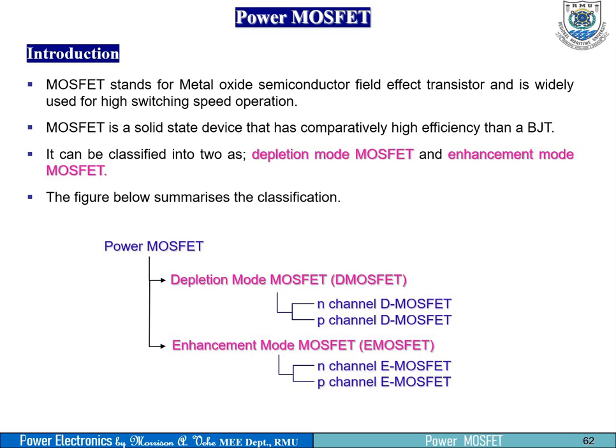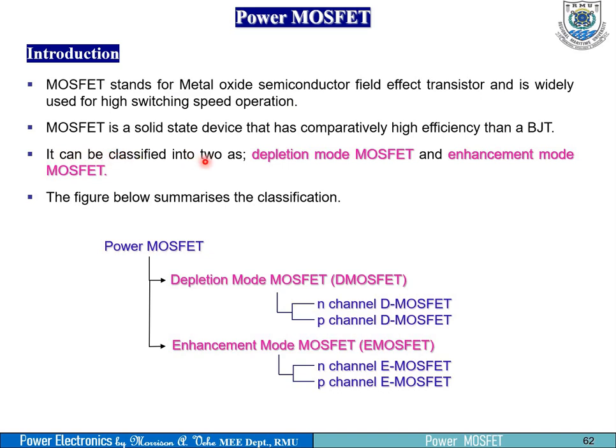So, introduction. MOSFET stands for metal oxide semiconductor field effect transistor, and is widely used for high switching speed operation. So basically that is the meaning of MOSFET. As a solid state device, you will see MOSFET as one of the solid state devices for switching applications. It has comparatively high efficiency compared to, for instance, a BJT. So MOSFET is far more efficient than BJT in terms of its switching and so on.